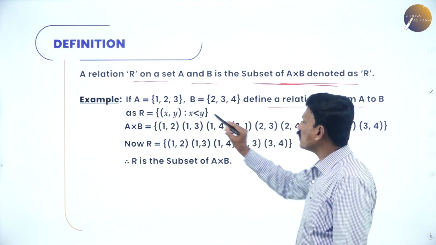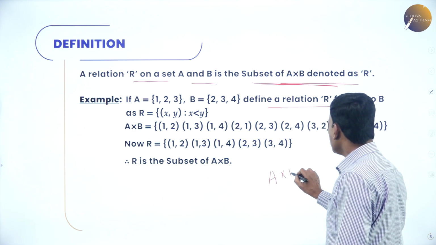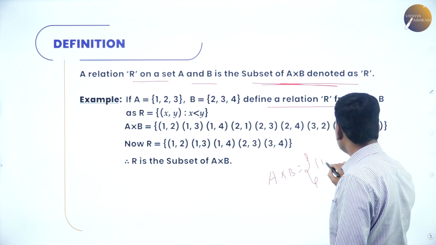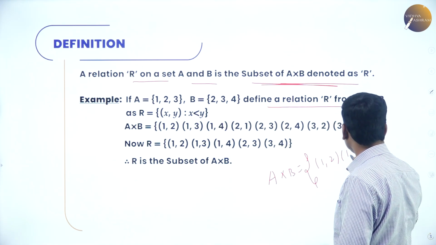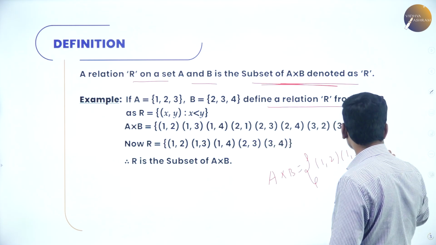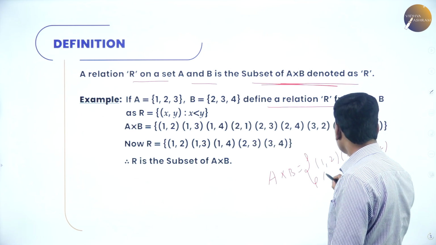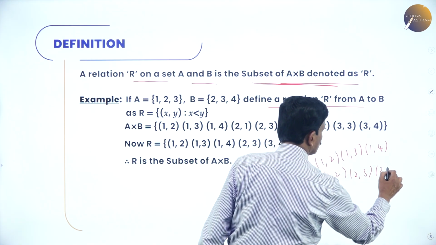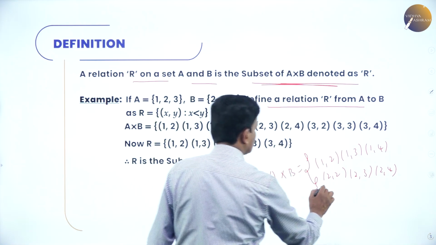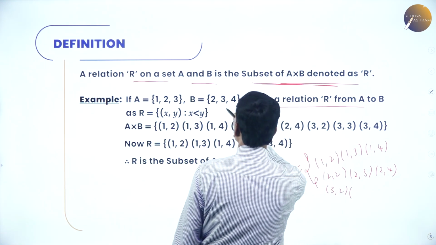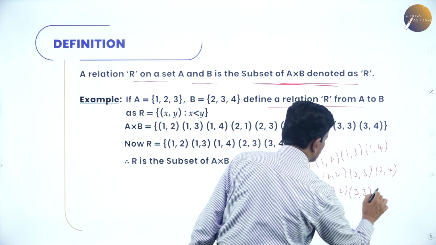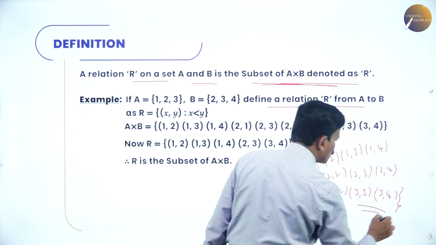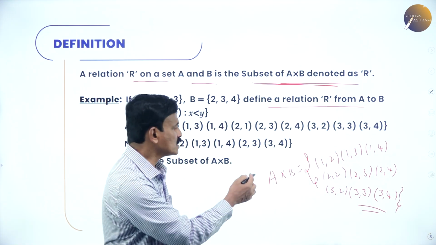Now write down the cross product of this A and B. A cross B is equal to the Cartesian product of A and B. So (1, 2), (1, 3), (1, 4). Similarly (2, 2), (2, 3), (2, 4), then (3, 2), (3, 3) and (3, 4). So this is the Cartesian product of A and B, this is A cross B.